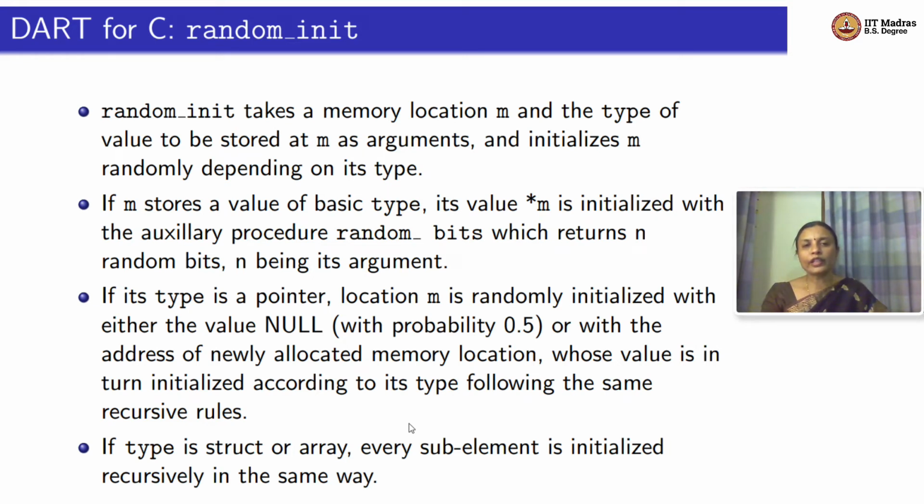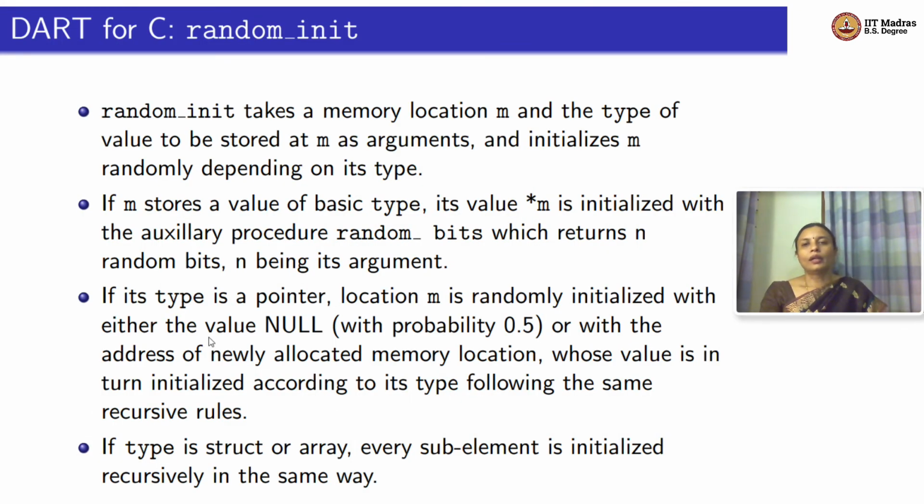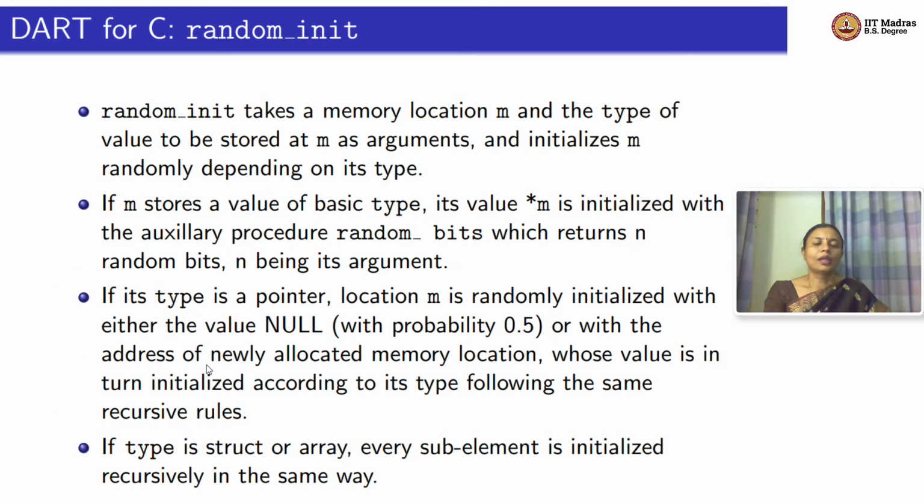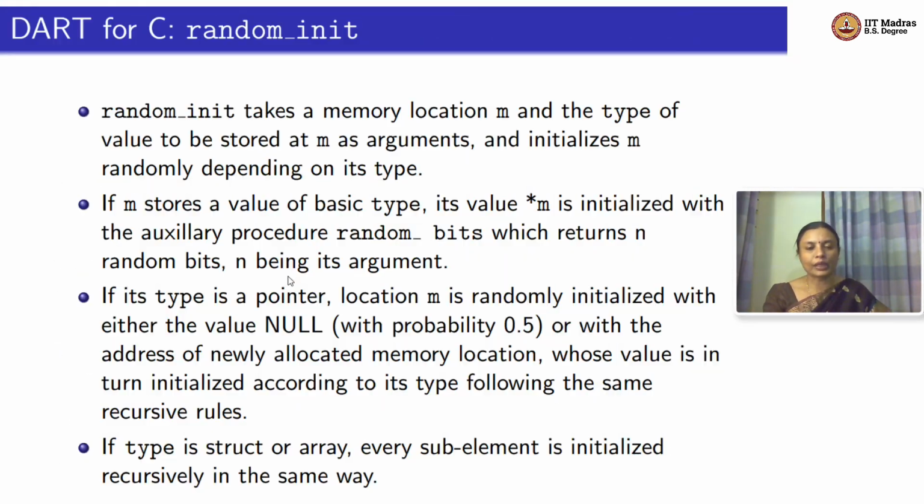If M stores a value of basic type, its value star M is initialized with the auxiliary procedure random bits, which is what we saw here, which returns the random bits. If it's of type pointer, then the location is randomly initialized with value null or with the address of a newly allocated memory location. That is this part here of type pointer. If it's a struct or an array, then all the constituent elements are initialized by going through a loop. That's what we've done here.